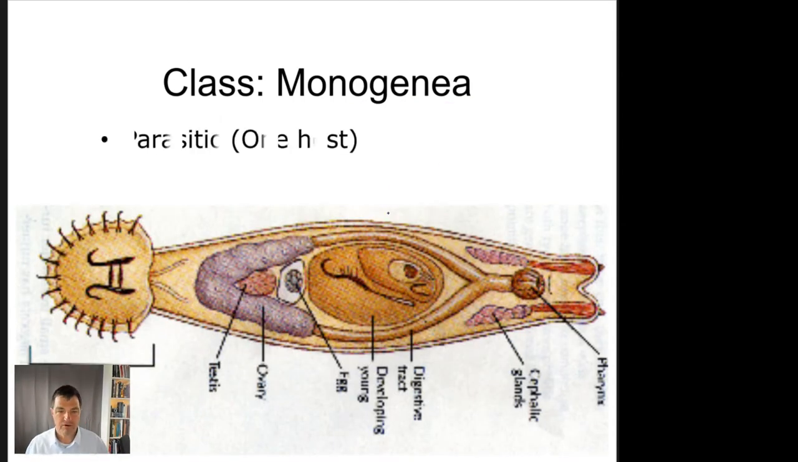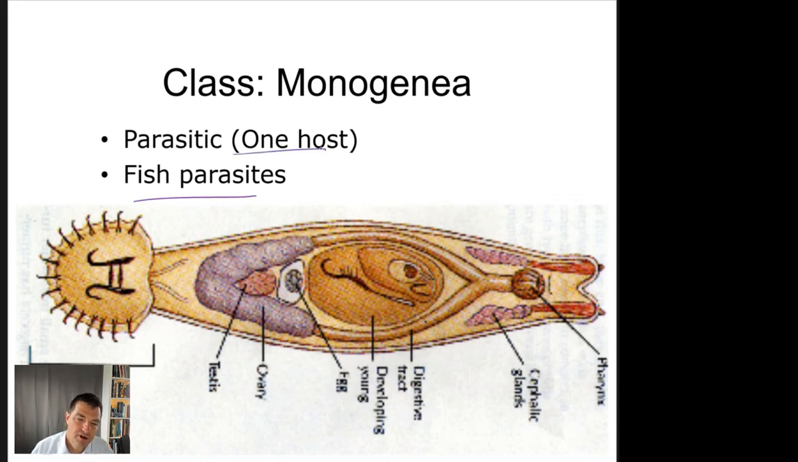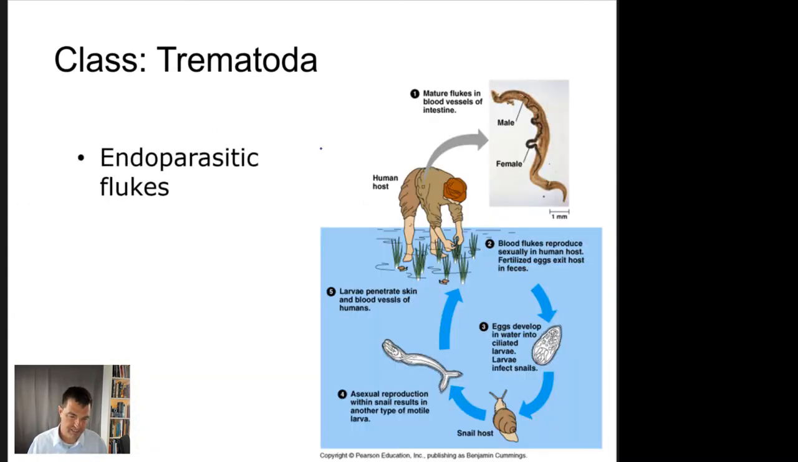Okay, then we have the Monogenea, and these are fish parasites. They have one host, that's the term mono, one, genea, one parasitic or one host, and again, they're fish parasites. So if you study fish, you might know more about these. That's kind of all we do in Bio 2 about that particular one.